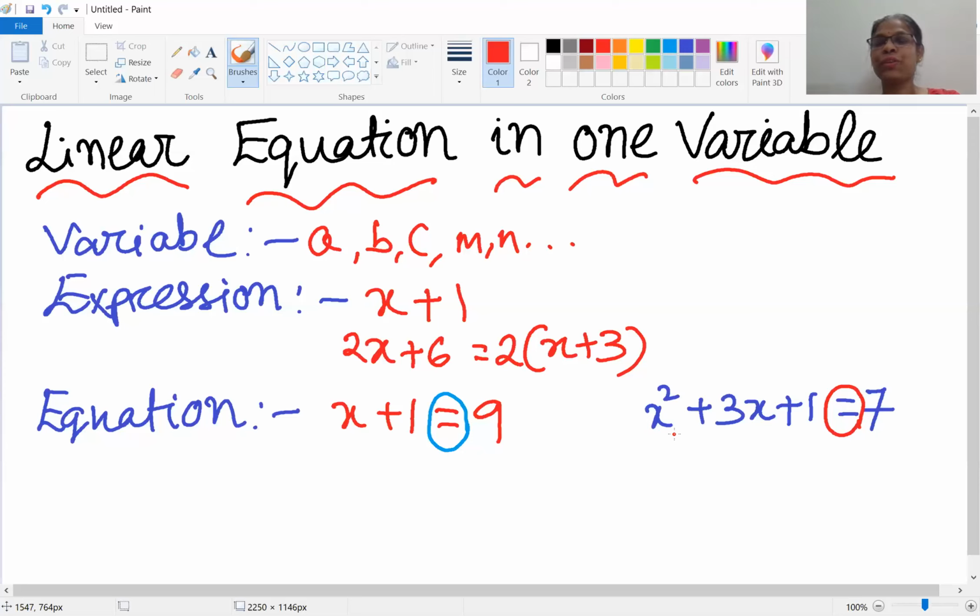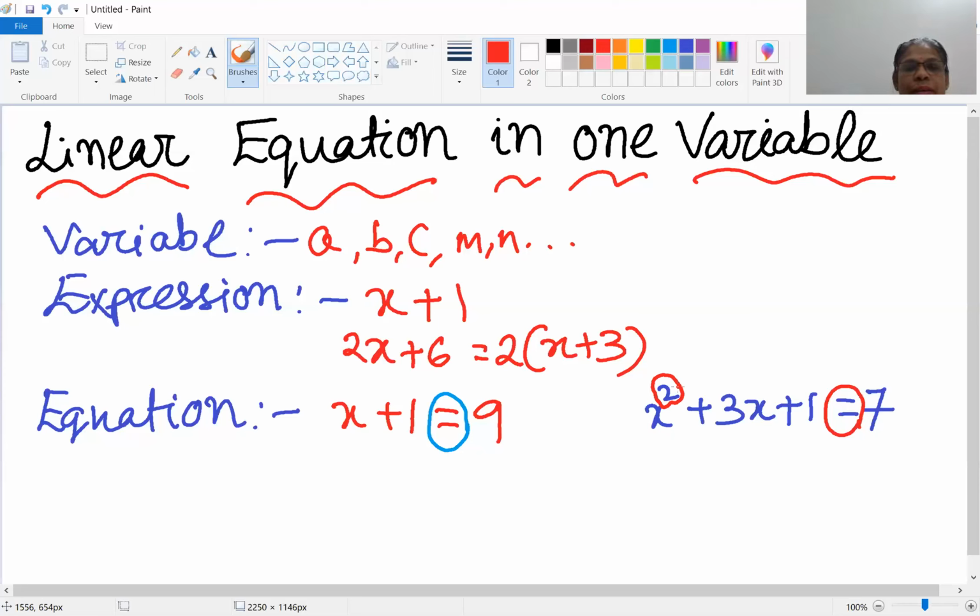I do agree with you. Yes, this is an equation. But the variable here is x and the maximum power of x is here 2. But for a linear equation, the maximum power of the variable should be 1. The maximum power of the variable should be 1 and only 1. Then only the equation is called a linear equation.